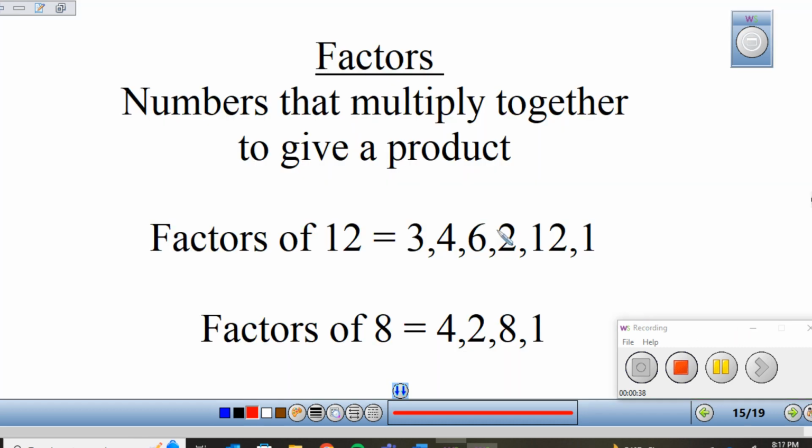Now we'll look at factors, numbers that multiply together to give you a product. For example, the factors of 12 would be 3 and 4, because 3 times 4 gives you 12. Other factors would be 6 and 2, and then 12 and 1. All of these factors can multiply together to give you 12. Then we have factors of 8. The factors of 8 are 4 and 2, 8 and 1.